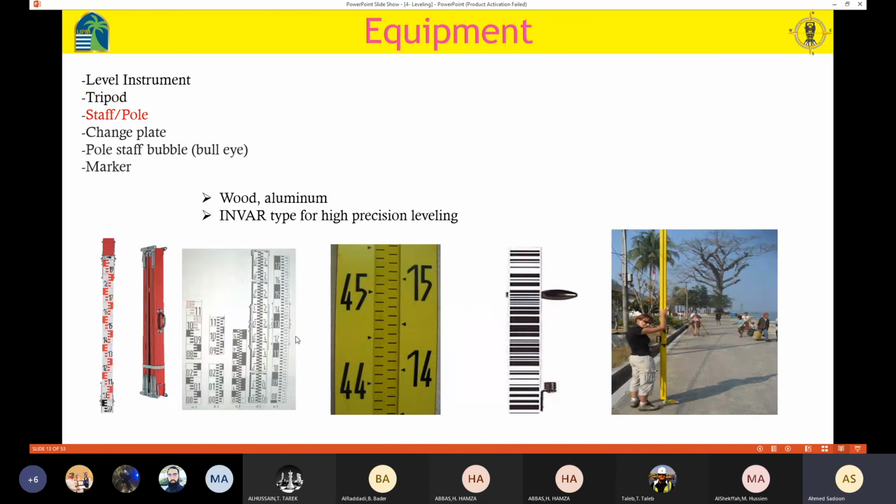Also, we have the staff. We talked about the staff. So in the process, I need someone here with a device, and the staff should be placed on the point where we need to know the elevation. So the staff is going to be placed on a point where the elevation is needed. Okay, and it's graduated like this one here. The staff is going to be made either from wood or from aluminum. Sometimes it is going to be made from invar, in case you want to have high precision leveling.